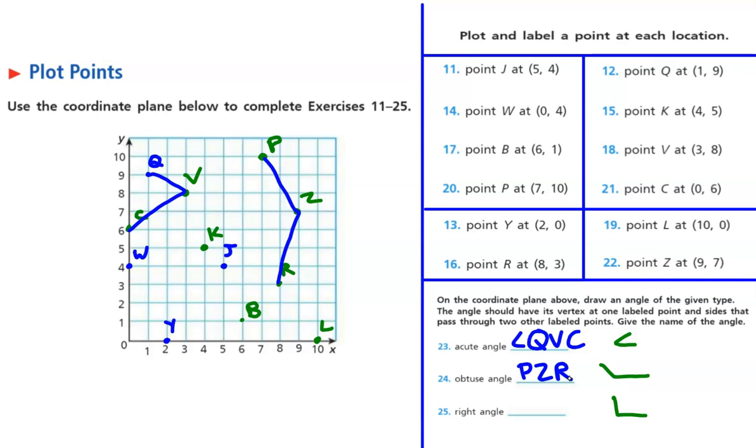I have to make sure I get something that's directly above each other, and it looks to me the best case for that one is actually going to be C and then W, and then J. That's going to make me a perfect 90 degree angle, so that would be C, W, and J.